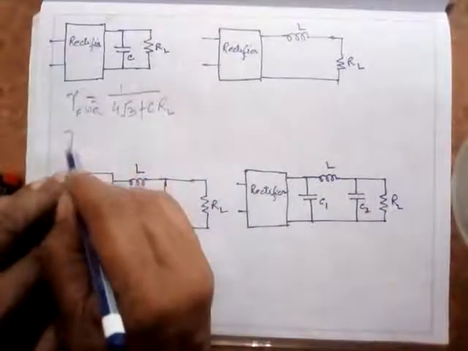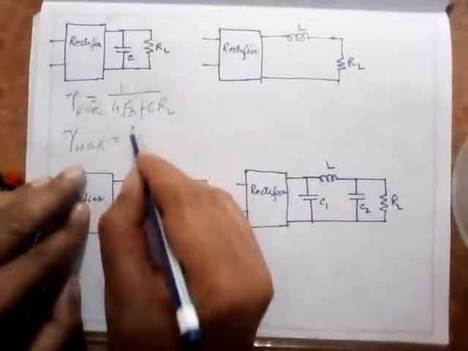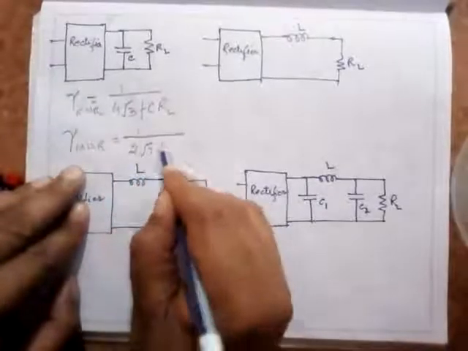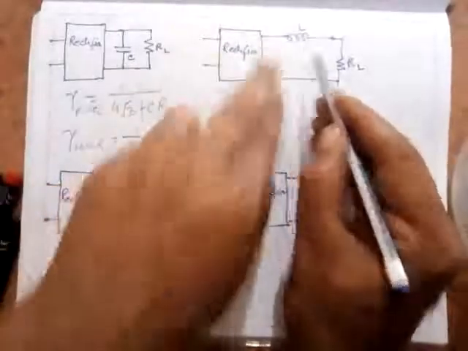And for a half wave rectifier, naturally it will be higher, so it is given by 1 upon 2 root 3 FCRL.